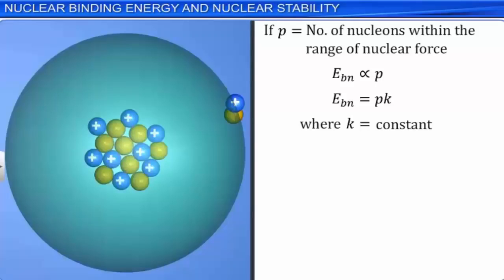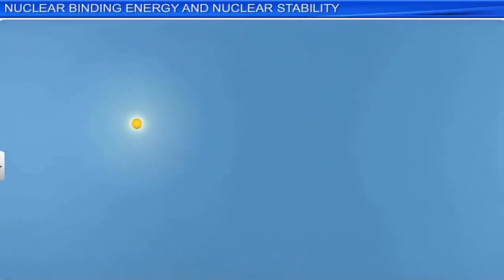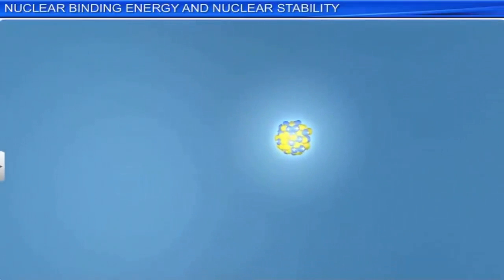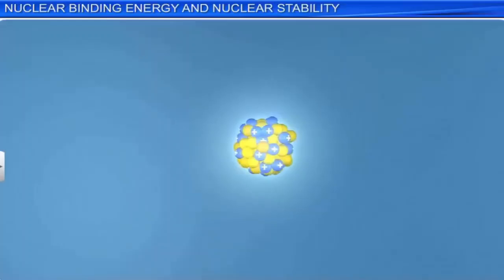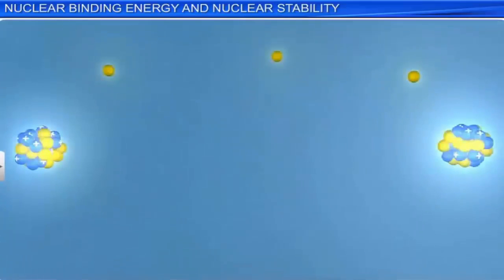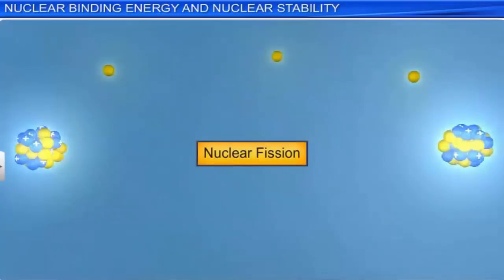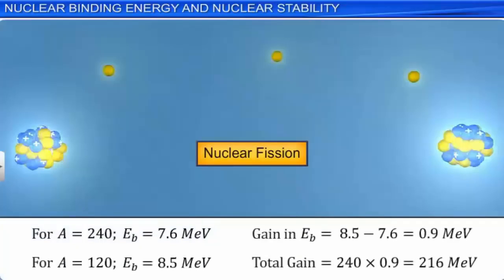A very heavy nucleus, say A equal to 240, has lower binding energy per nucleon compared to that of a nucleus with A equal to 120. Thus, if a nucleus A equal to 240 breaks into two A equal to 120 nuclei, in a process called nuclear fission, the nuclei get more tightly bound and hence become more stable in the process. This shows that a large amount of energy would be released in this process. This is the reason for the high energy release in nuclear fission.